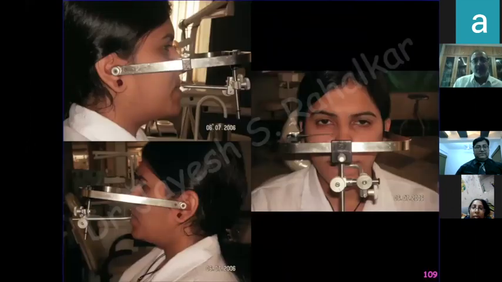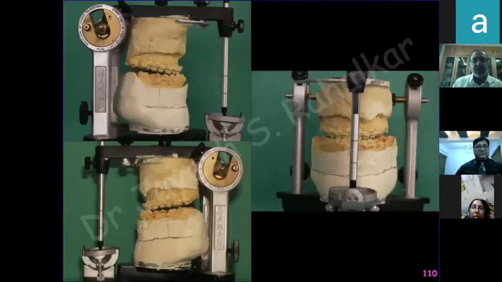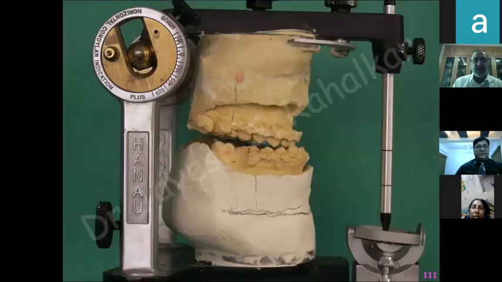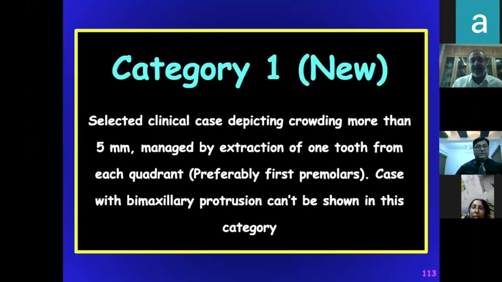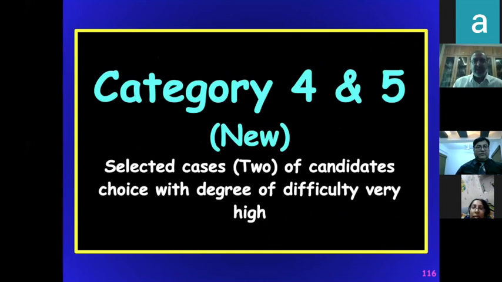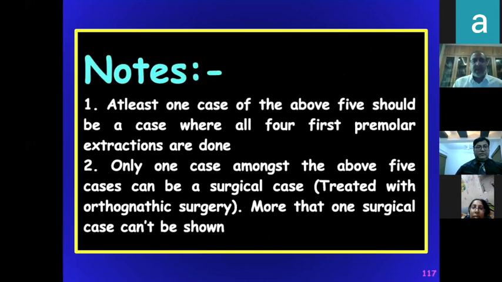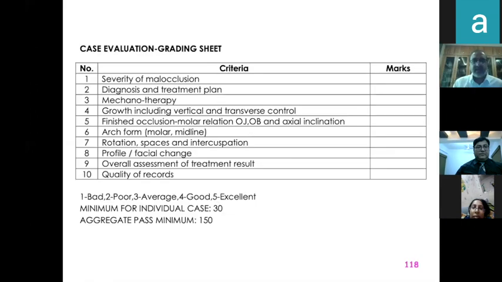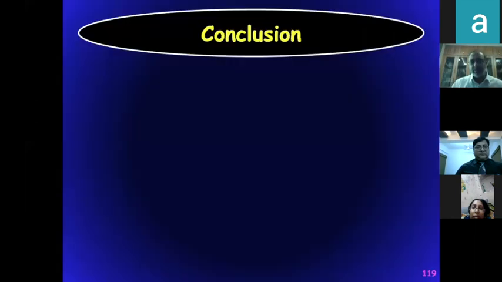If you have done a mounting, then the photographs of the mounting should be there like this. And you can use the IBO categories if you have a little doubt. Category 1, 2, 3, IBO has defined, so you can use that. And this is the grading evaluation which you can use. But as I said, 15 marks for each case is for the MDS examination.